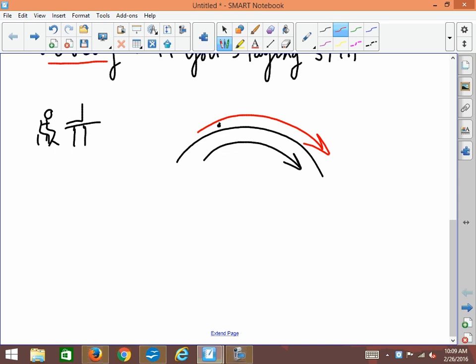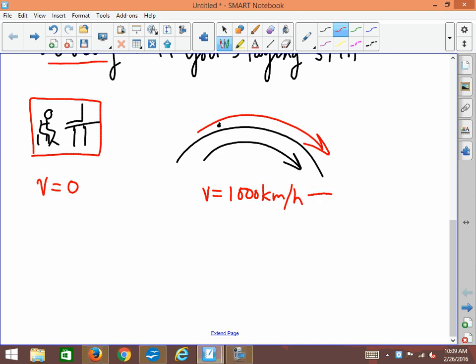From your perspective, or we could say, relative to you, in this picture, your velocity is 0. But relative to me, looking at you from a different point of view, your velocity is 1,000 kilometers per hour in sort of a curvy path, if we think about direction. So that's a huge difference. And of course, you don't know that you're moving. You cannot feel the Earth moving at all.